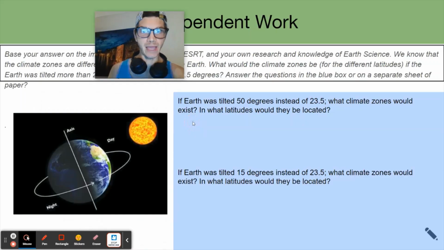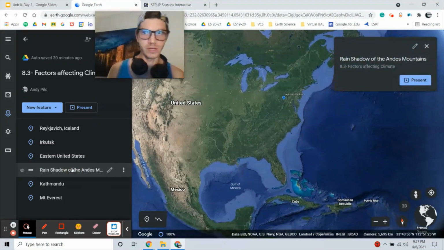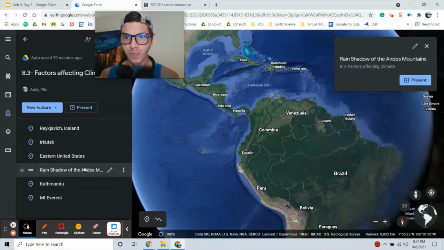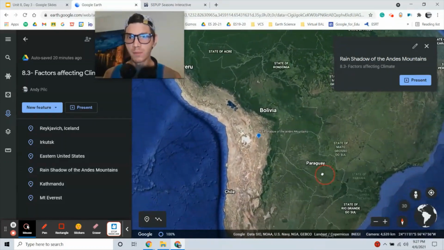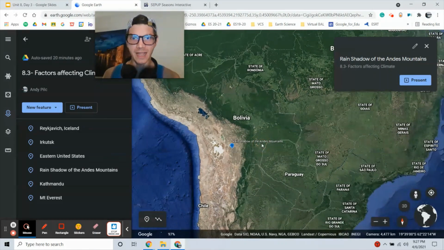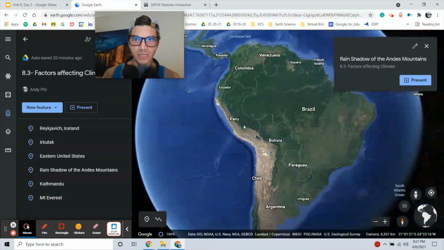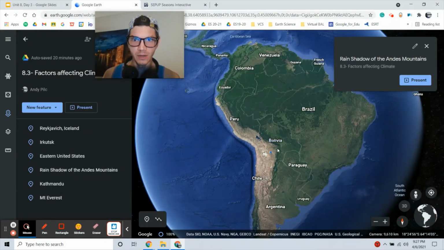Again, let's take a look at Google Earth and see what this looks like, a rain shadow of the Andes Mountains. So we see a lot of warm, moist air coming from east to west in South America. As the air moves across the continent, it's going to run into the mountain range that we see right along here.